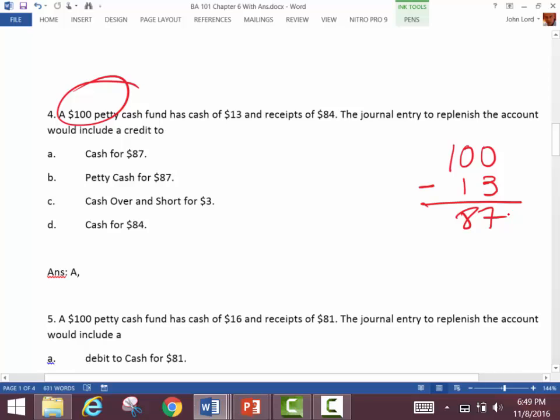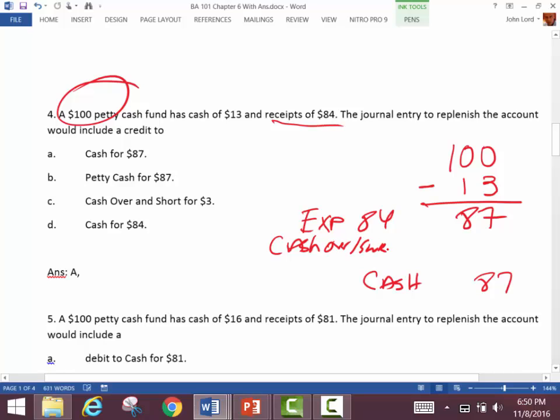Right? Okay, so I'm going to credit cash for 87. I'm going to look at the expenses, and the expenses here are 84. So I have cash short of $3. Okay, and so what's happening? Well, I have to credit cash for 87. I mean, I got it right there, didn't I?